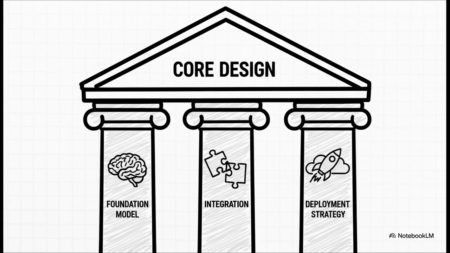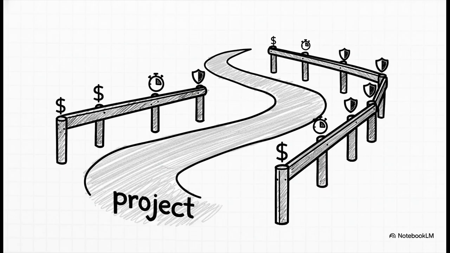Every single one of these choices has major downstream effects. But here's the reality check, right? You're not designing this in a bubble. Every single choice you make is going to be pulled in different directions by three critical constraints. How much is this thing going to cost? How fast does it need to be? And does it meet all our security and compliance rules? These aren't just afterthoughts. They are the absolute guardrails for your entire project.